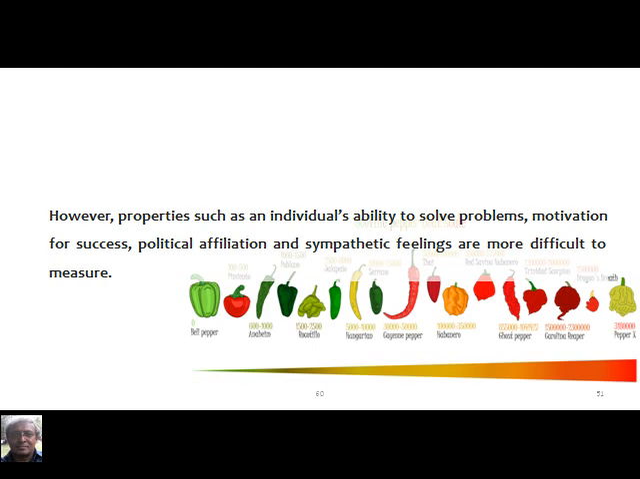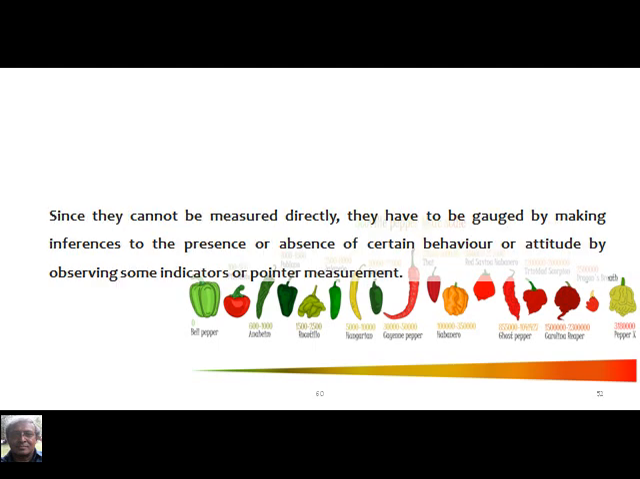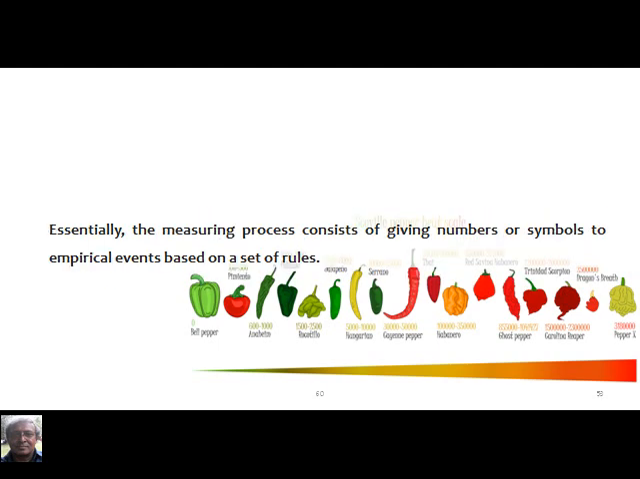However, properties such as an individual's ability to solve problems, motivation for success, political affiliation and sympathetic feelings are more difficult to measure. Since they cannot be measured directly, they have to be gauged by making inferences to the presence or absence of certain behavior or attitude by observing some indicators or pointer measurement. Essentially, the measuring process consists of giving numbers or symbols to empirical events based on a set of rules.